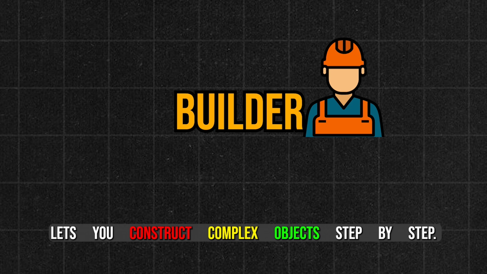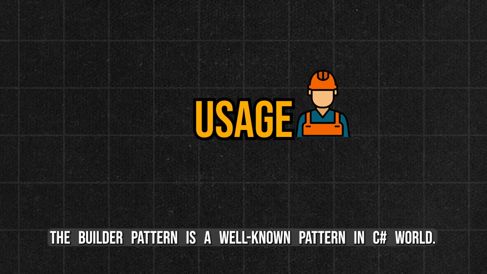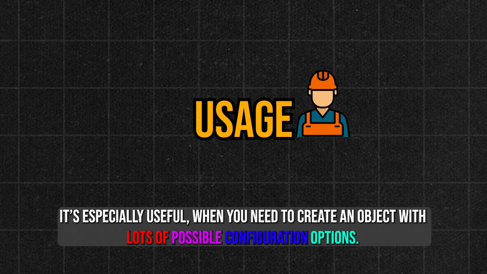Builder design pattern lets you construct complex objects step by step. This pattern allows you to produce different types and representations of an object using the same construction code. The builder pattern is a well-known pattern in the C# world. It's especially useful when you need to create an object with lots of possible configuration options.